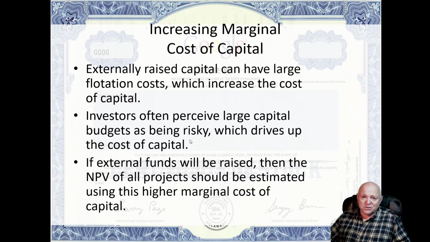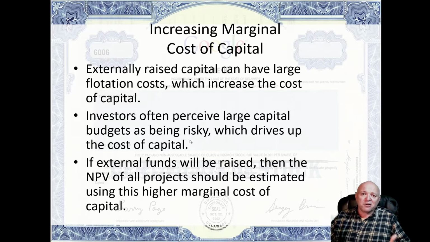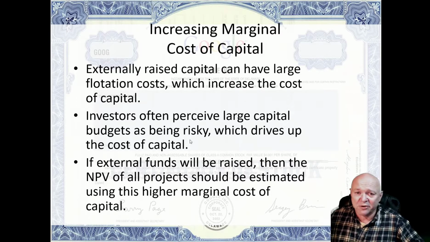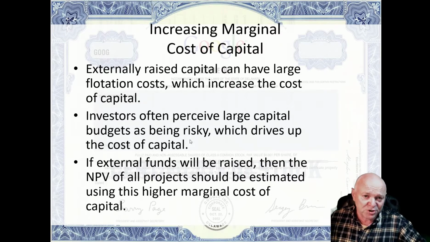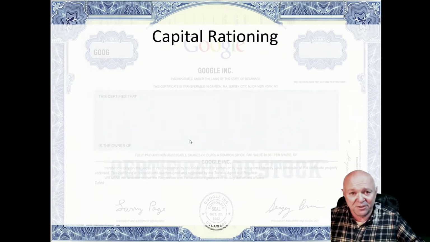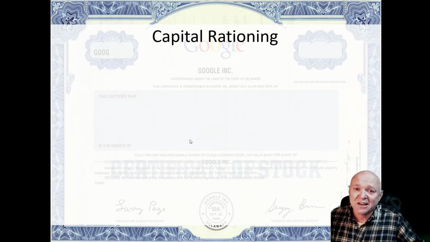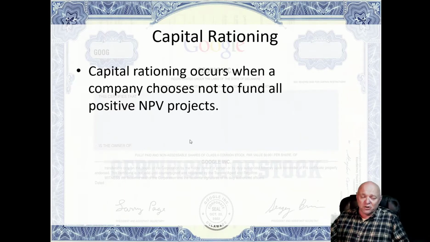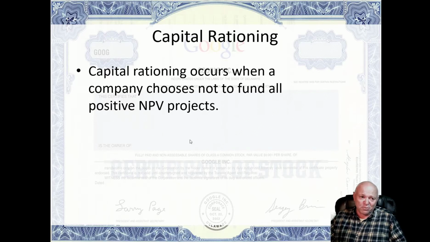And if we're going to go into external markets, then the NPV of all the projects needs to be evaluated using the forecast higher marginal cost of capital, which makes a lot of those positive NPV projects not nearly so good. Now, remember what I said at the beginning, that according to finance theory, there should be no problem raising capital for projects with positive NPV, whether there's one project or 1,000. The real-world conditions suggest that there is capital rationing, and it generally occurs. It's generally demonstrated by companies not investing in all of the positive NPV projects.